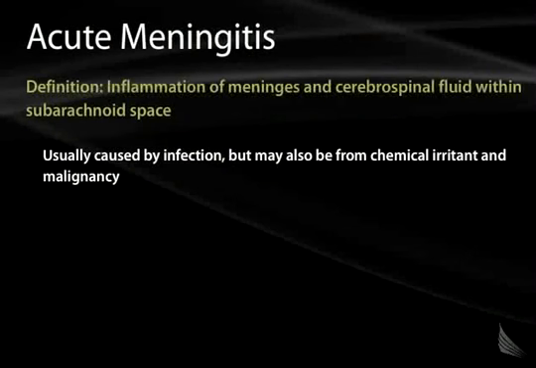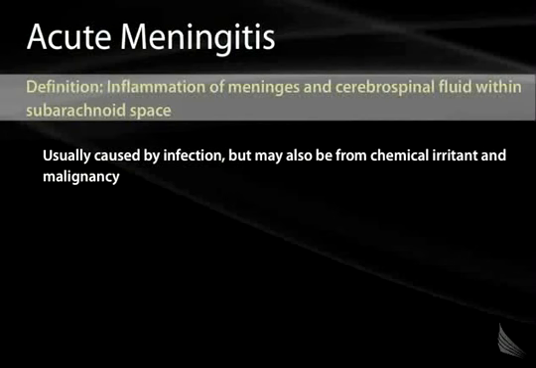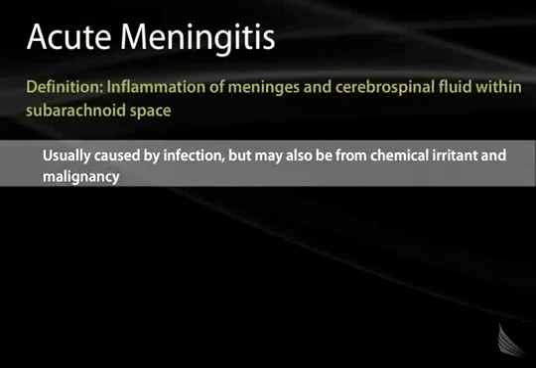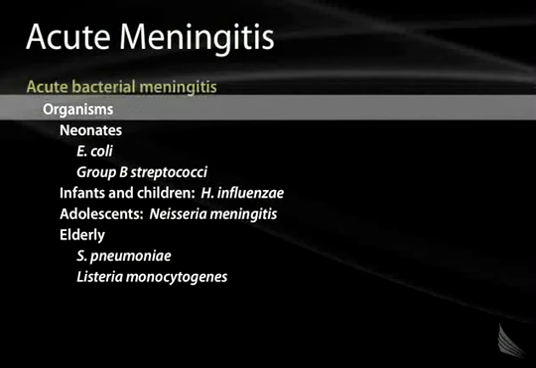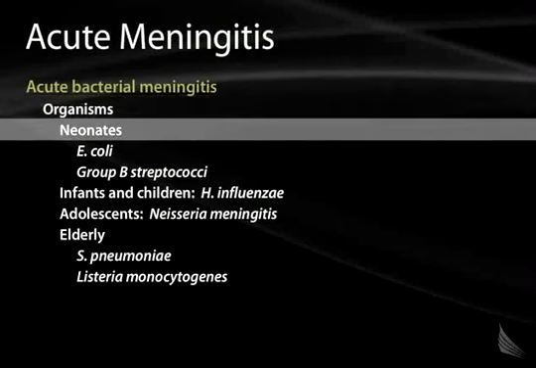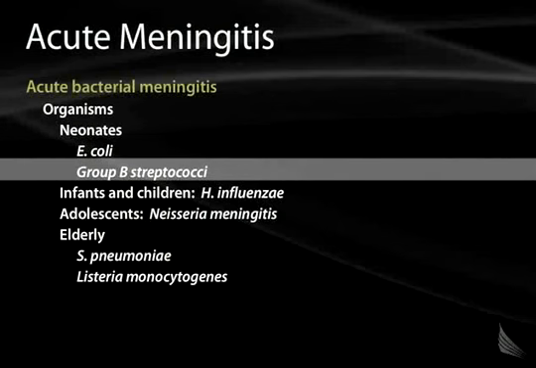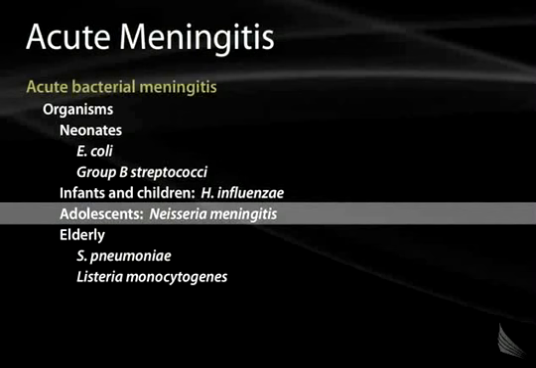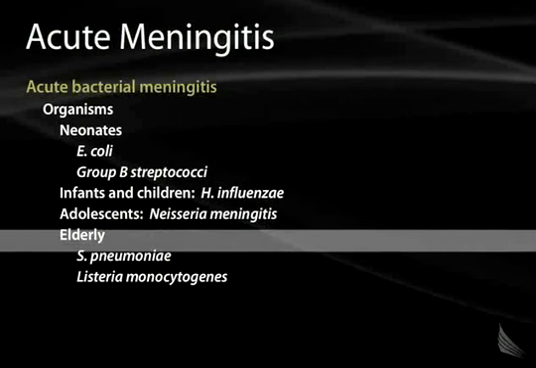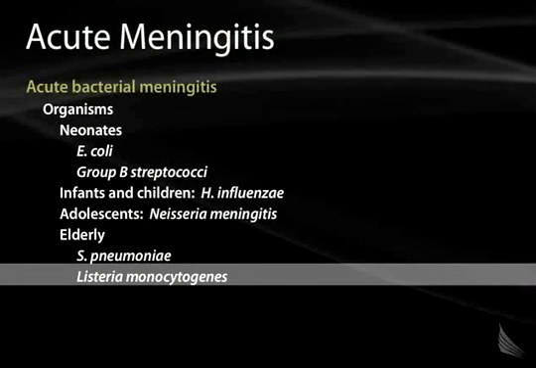Let's talk about acute meningitis. This is inflammation of the meninges and cerebrospinal fluid within the subarachnoid space. It's usually caused by infection, but may also be from chemical irritants and malignancy. Acute bacterial meningitis can be caused by various organisms that depend on the age of the patient. Neonates usually have E. coli or group B strep as the cause for meningitis. Infants and children have H. flu, which is almost eradicated with the vaccination that we now have. Adolescents usually have Neisseria meningitidis, and elderly patients have strep pneumonia or Listeria monocytogenes as a cause. Obviously, each of these lead to different therapeutic measures.